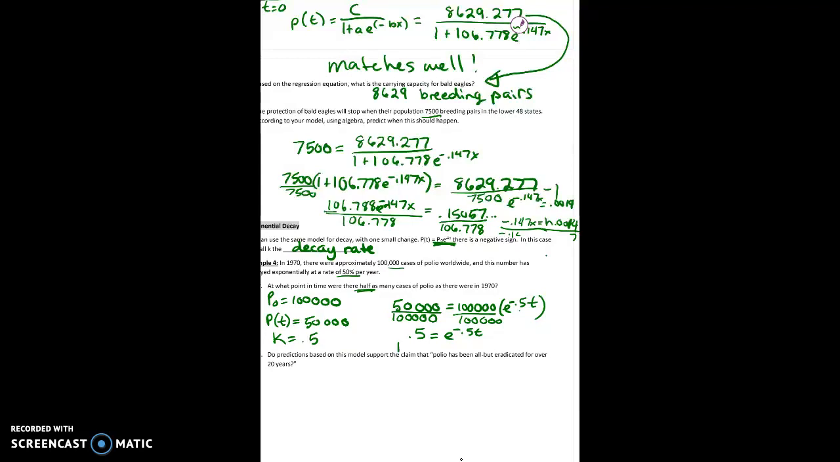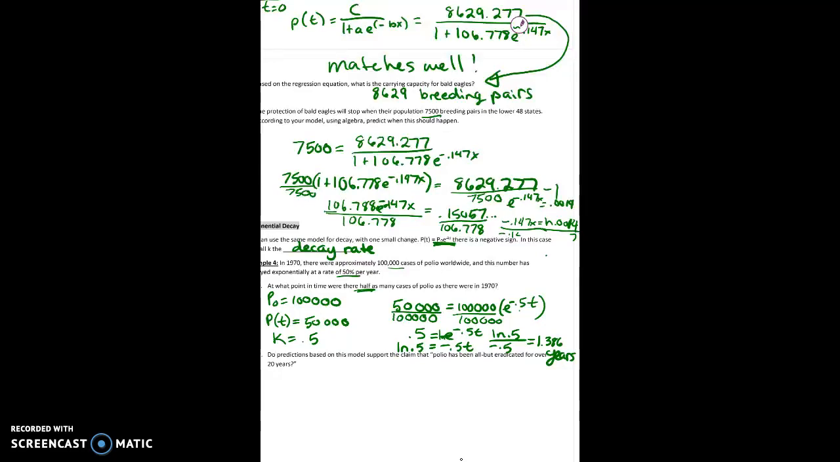So we take the natural log of both sides. And then the e just basically cancels out, right? So when we take the natural log, that cancels, and we have negative 0.5T. And so then we're just going to divide by negative 0.5. So we have the natural log of 0.5 divided by negative 0.5. Now that's just a coincidence because our decay rate was 50%. And when you do that, you get 1.386 years. So very quickly is the number of cases going to be cut in half.